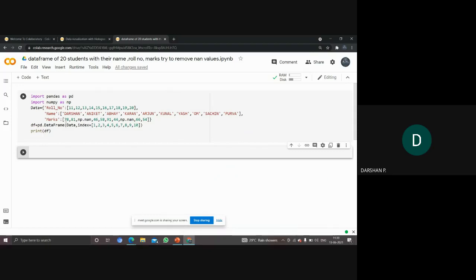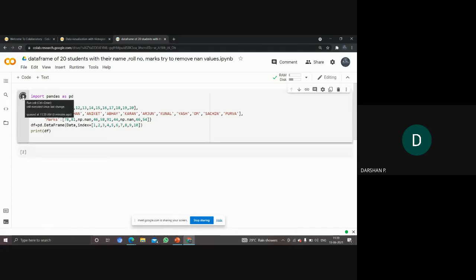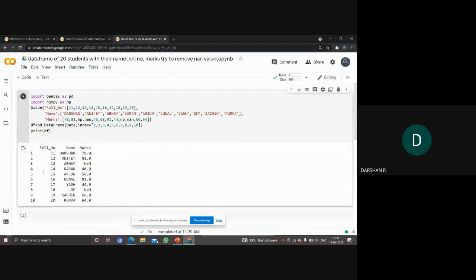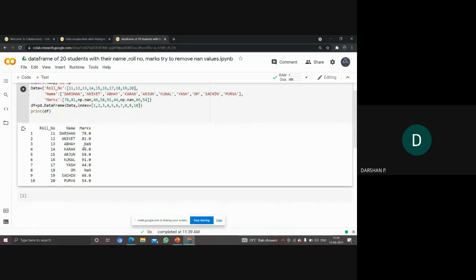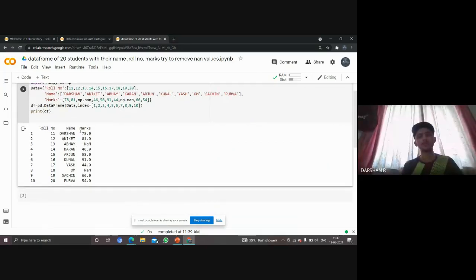10 roll numbers, 10 names, and 10 marks with two NaN values. So here we run this code, and we get the roll numbers, names, and marks in this form where NaN values are added in the output, as Abhay's marks are NaN. Here we put the number 3 as a NaN value and the number 8 as a NaN value, and here we got Om's marks as NaN.